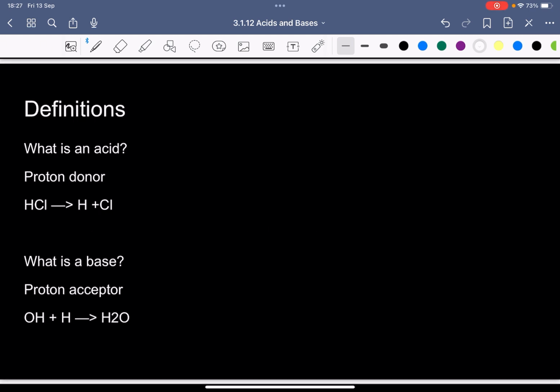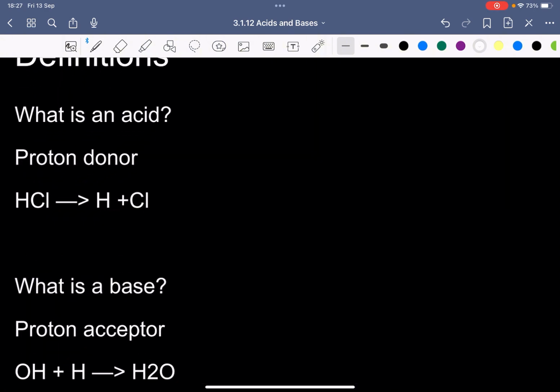Alright, so firstly there's a couple of definitions that you guys need to know. An acid is called a proton donor, and this can be explained through the example that we have here. We have hydrochloric acid, and it dissociates to H+ and Cl-. Now H+ is basically just a proton. So essentially this acid just donated a proton by splitting or dissociating, which is the word they normally use.